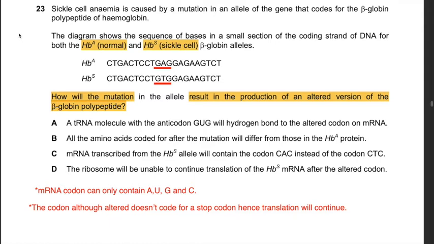Answer D, the ribosome will be unable to continue translation after the altered codon. You cannot be sure about this because the codon, even though it is altered, doesn't code for a stop codon. Hence translation will continue. Therefore the answer is A.